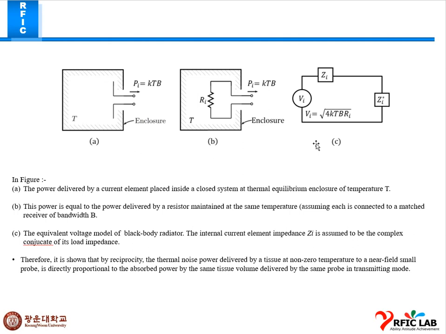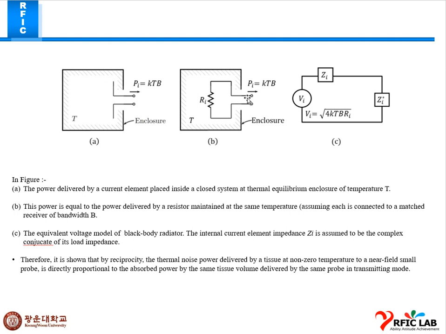As you can see in figure A, the power is delivered by a current element placed inside a closed system at thermal equilibrium, enclosed at temperature T. In figure B, the power is equal to the power delivered by a resistor Ri, maintained at the same temperature, assuming each is connected to a matched receiver of bandwidth B.